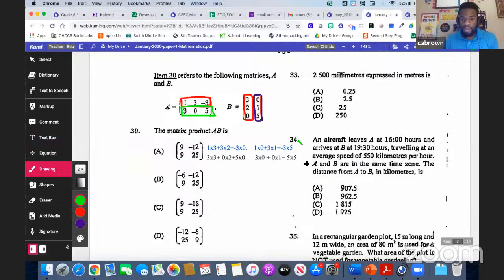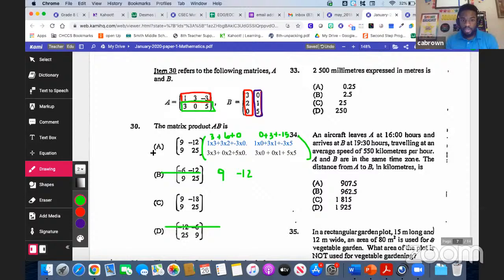All right, we have all this. All we're now going to be doing is working these out. 1 times 3, that's 3, plus 3 times 2, that's 6, plus 0, this is 9. So the first entry is going to be 9, which means that D can go and B can go. So our answer is between A and C. Let's look at the next entry. 1 times 0 is 0. 3 times 1 is 3. And this is plus negative 15. So 3 plus negative 15 is negative 12. So pretty much our answer is going to be A.